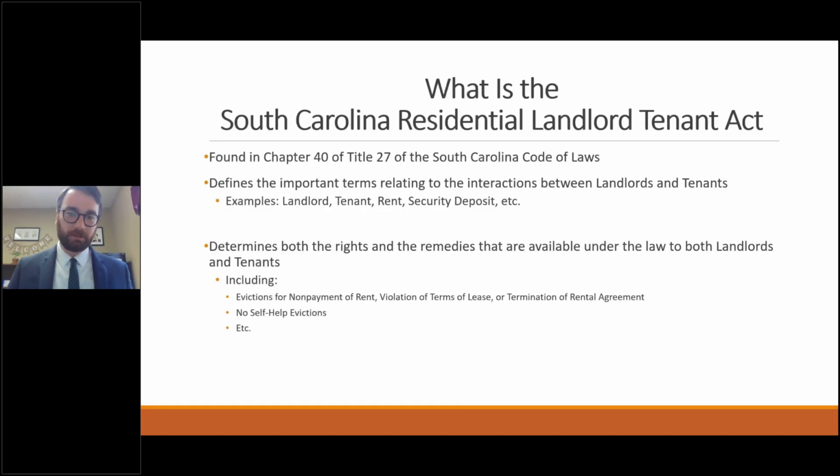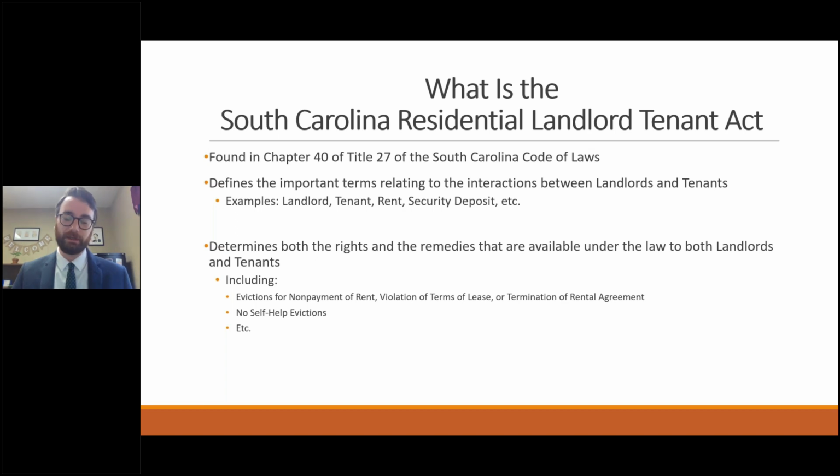So before we can talk about anything else, we need to discuss what the South Carolina Residential Landlord Tenant Act is. That's found in Chapter 40 of Title 27 of the South Carolina Code of Laws. It's important for several reasons because it defines not only the terms that relate to interactions between landlords and tenants, like what is a landlord, who is a tenant, what does rent actually mean, or security deposit, but it also determines the rights and remedies that are available to both landlords and tenants.